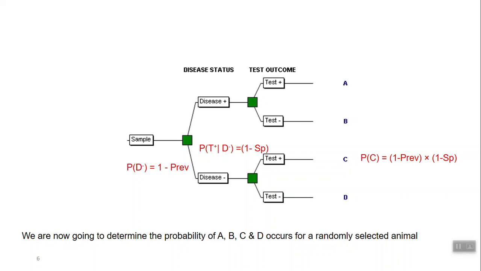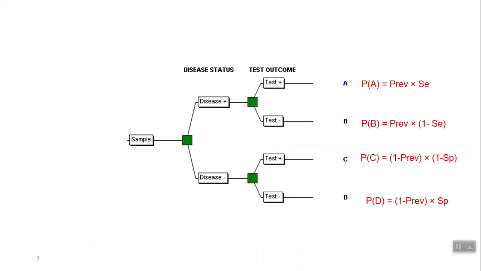So if we now put them all here, you can see that for each branch of this event tree, I have a way of determining how likely A, B, C or D is to occur.